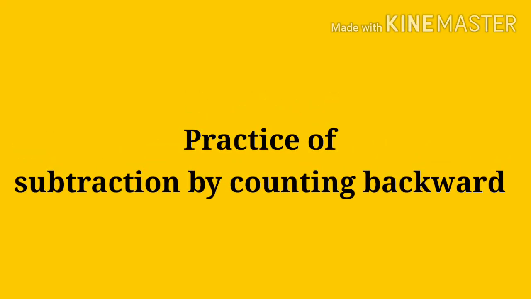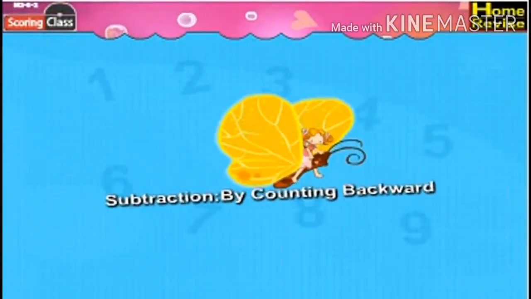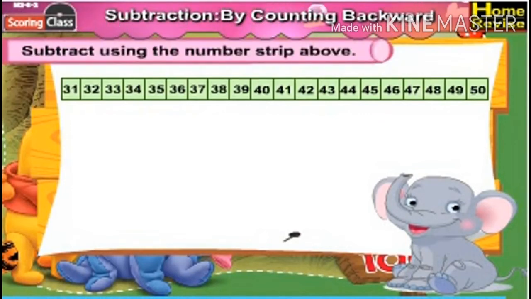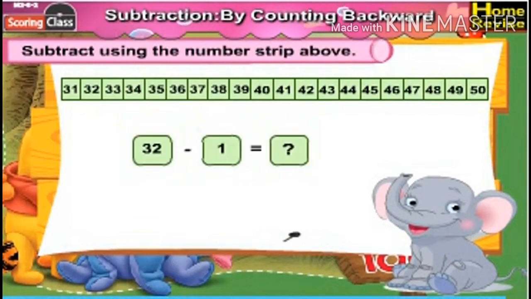Now let's do practice of subtraction by counting backward. Here's a number strip from 31 to 50. Subtract using the number strip above. 32 minus 1. Now kids, as you know, in order to subtract 1, we must go one place backward on the number strip. If you do that, you'll reach at 31. So 32 minus 1 is 31.